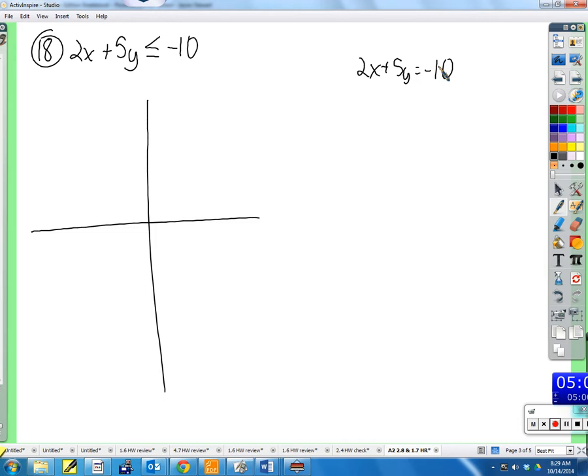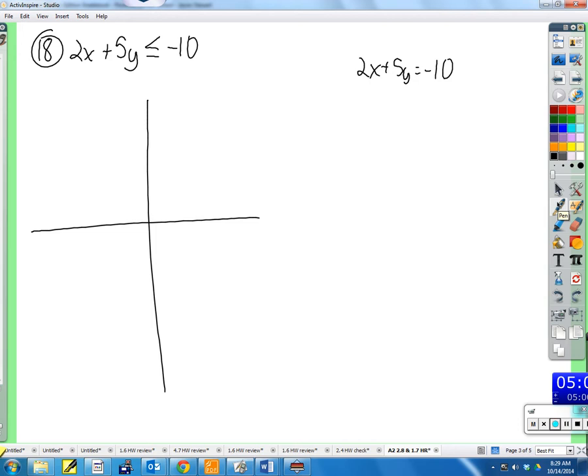And that's not always the case, because if I do 2x squared plus 5y equals negative 10, now that's a completely different shape altogether. That graph won't have a straight line shape. But since x and y are both to the first power, then we know that we're going to have a line in the graph, all the solutions. So we know it's going to be a line. We need at least 2 points.